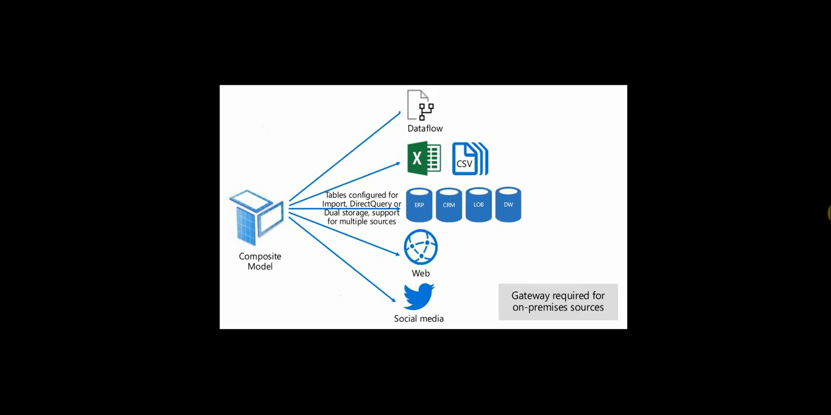Finally, we have composite mode. Think of this as a hybrid option. Some tables can be imported for speed, while others stay in DirectQuery or Direct Lake for freshness. You can even use hybrid tables where historical data is imported and recent data is queried live. The flexibility gives you that benefit. You get a balanced performance, freshness, and scale.